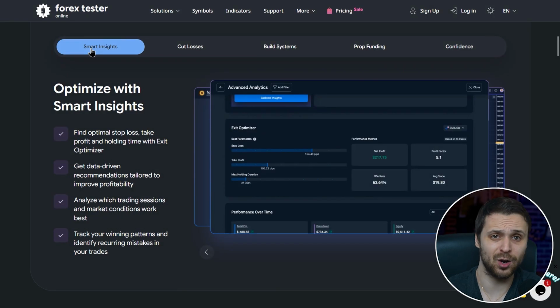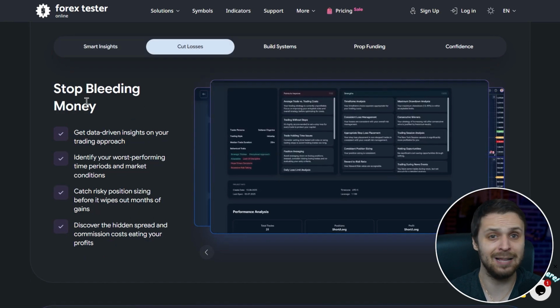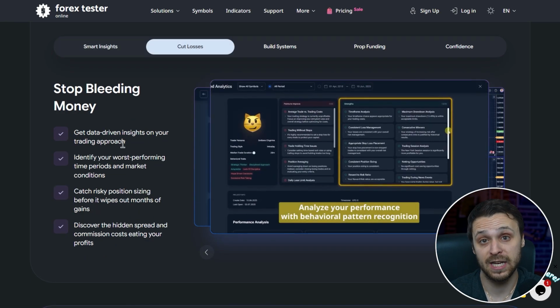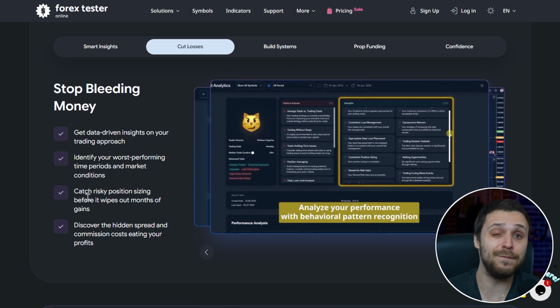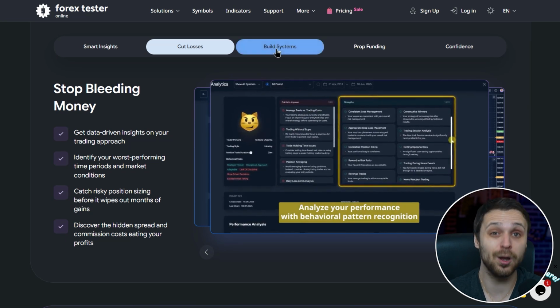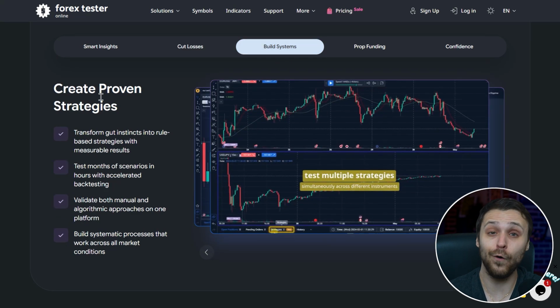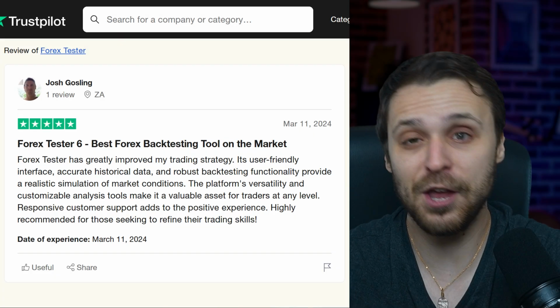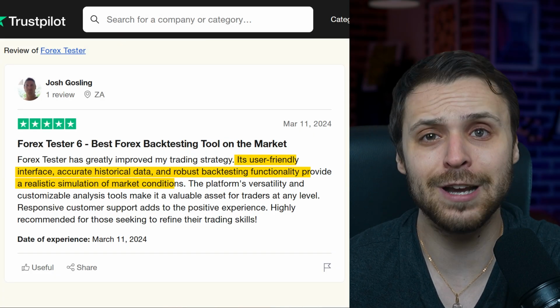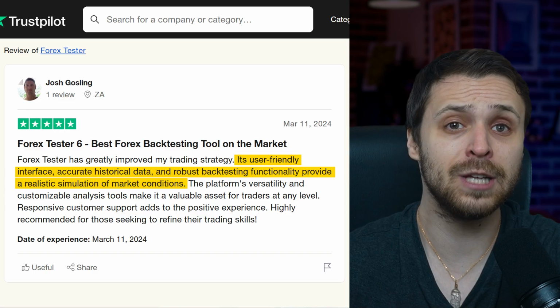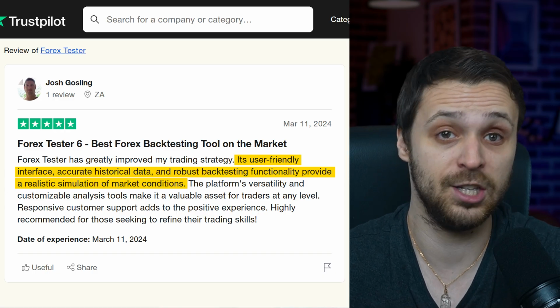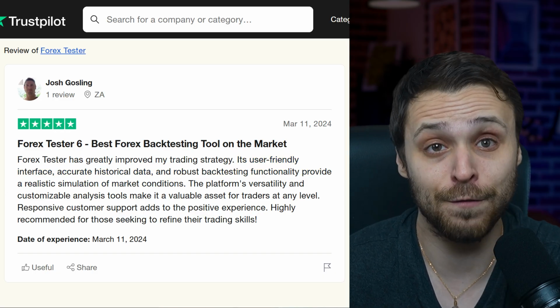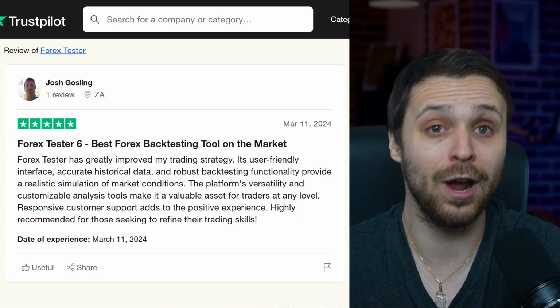Now, Forex Tester is a classical dedicated simulator. Its strength is in pure rule-based Forex backtesting. You get a huge library of historical data to practice on, and it's a solid, focused sandbox. If your main goal is to test a specific mechanical Forex strategy over years of data in a straightforward way, Forex Tester has its place. A user review I saw praised its user-friendly interface and its accurate data, and called it a realistic simulation of market conditions. And that's exactly what it offers. It is a reliable lab for your Forex rules.